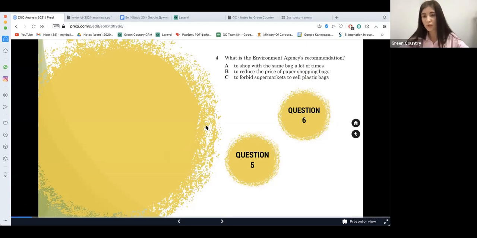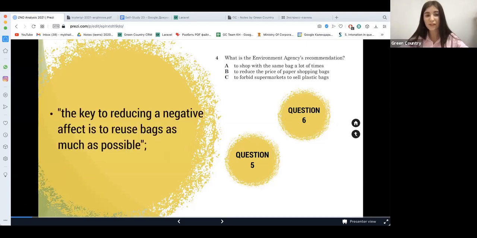Let's have a look. In the audio, they said that the key to reducing a negative effect is to reuse bags. The word reuse is basically a synonym of a lot of times. And the other options, B and C, were not mentioned. They were mentioned in another context, like in the supermarket, they were talking about bags that can be used different times, at the same time and so on. Also, nothing was mentioned about the price of these bags. So you need to be very focused on the details, because they might mention the word supermarket, but it doesn't mean that it's the correct answer.